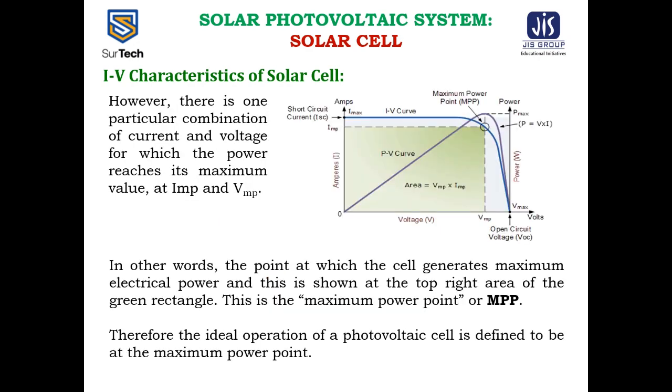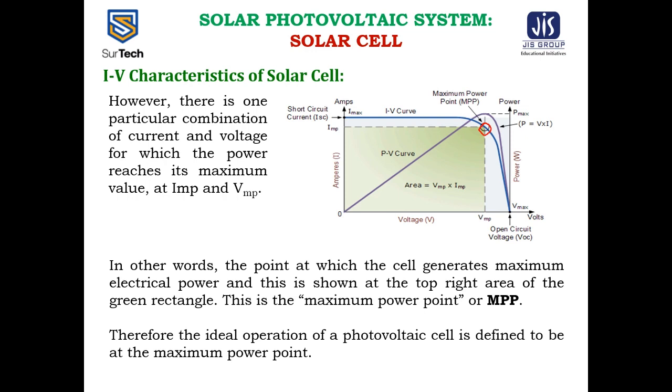However, there is one particular combination of current and voltage for which the power reaches its maximum value, that is IMP and the VMP. This is the IMP and this is the VMP. In other words, the point at which the cell generates the maximum electrical power, this point, the maximum electrical power, and this is shown at the top right area of the green rectangle.